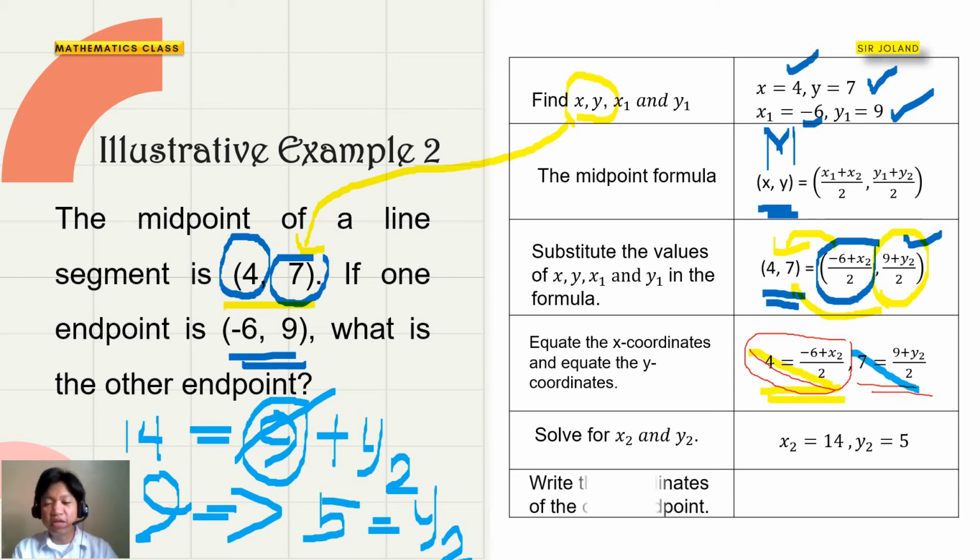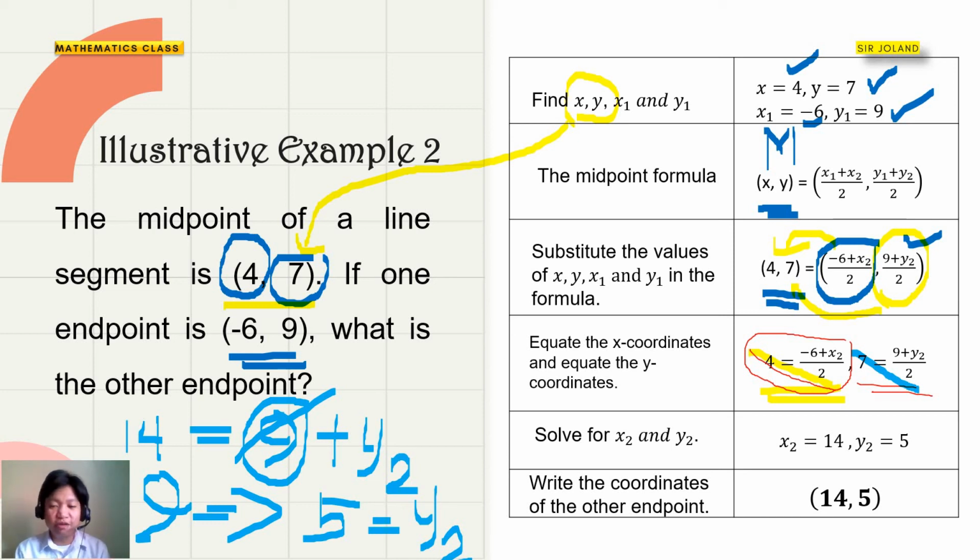Okay, and sir, ano nang gagawin doon? Write the coordinates of the other endpoint. So we can now say that the other endpoint has coordinates of 14 and 5. Diba? So nakuha natin yung coordinates ng other endpoint.